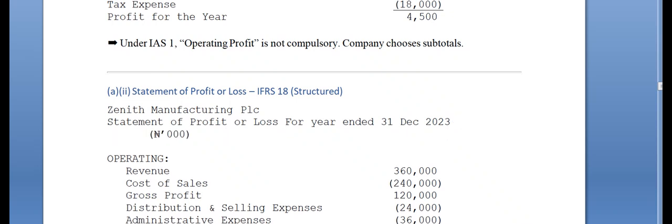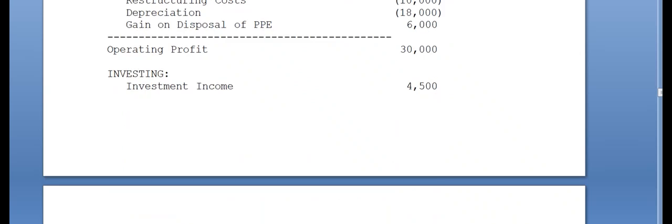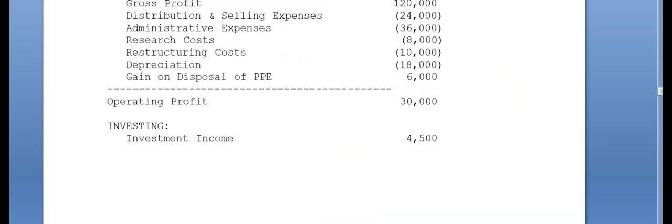Yeah, this way. So we have our operating items, or just put operating. So you have revenue, cost of sales, gross profit, distribution and selling expenses, research costs, restructuring costs, depreciation, and then gain on disposals. All of these, now we have what we call operating profit. Can we see that? In line with IFRS 18. Are we seeing it?